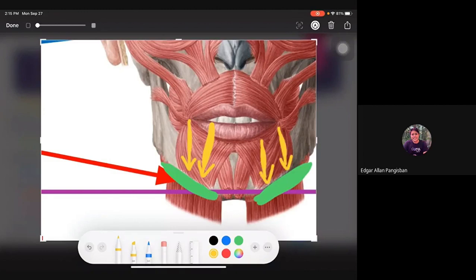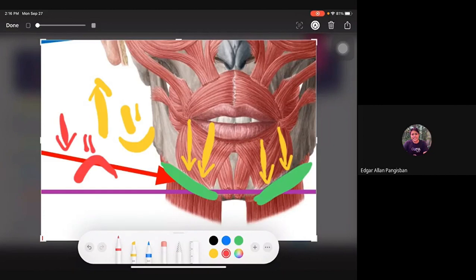Pansinin nyo lahat, your smiling muscles, all of the muscles, the action is pataas, right? Kaya nag-i-smile. While the action of your frowning muscles is always downward. Kaya it would produce a sad face or a frowning face.